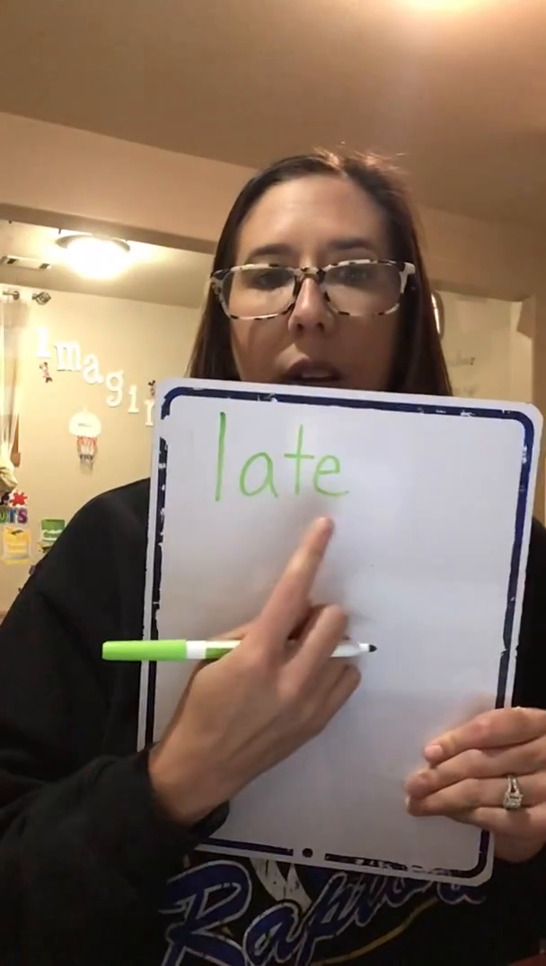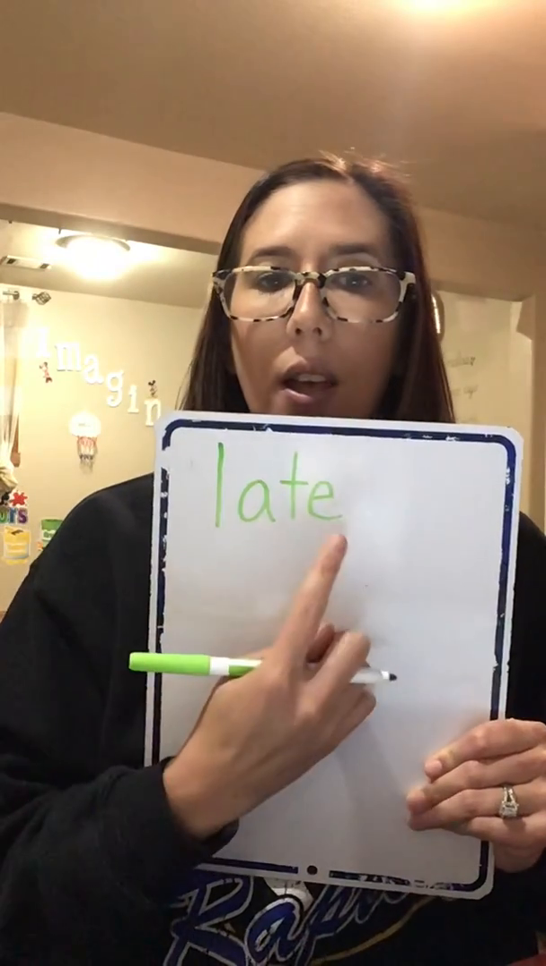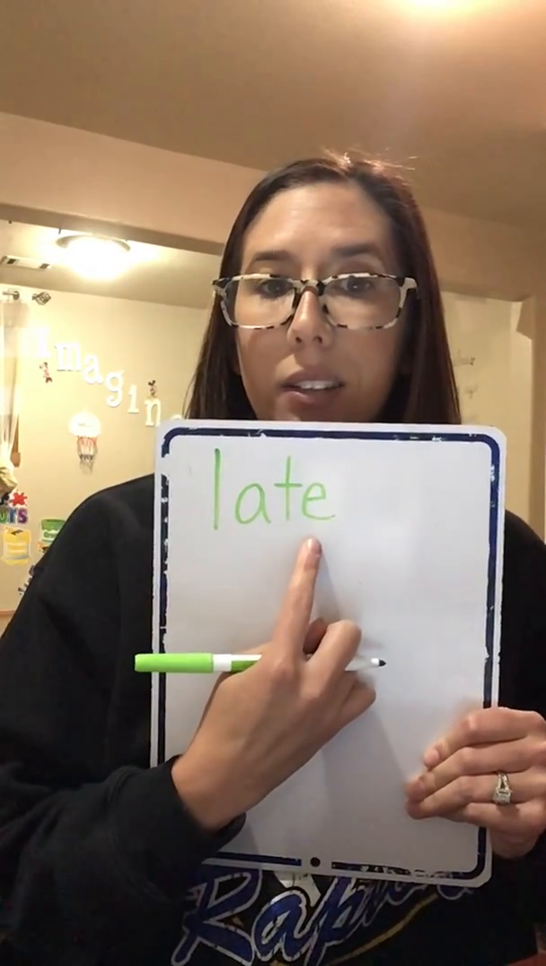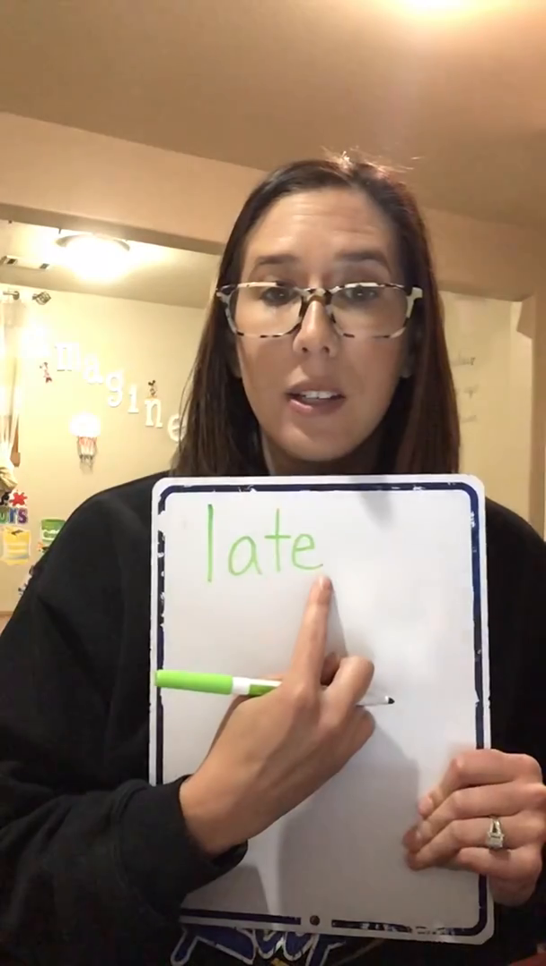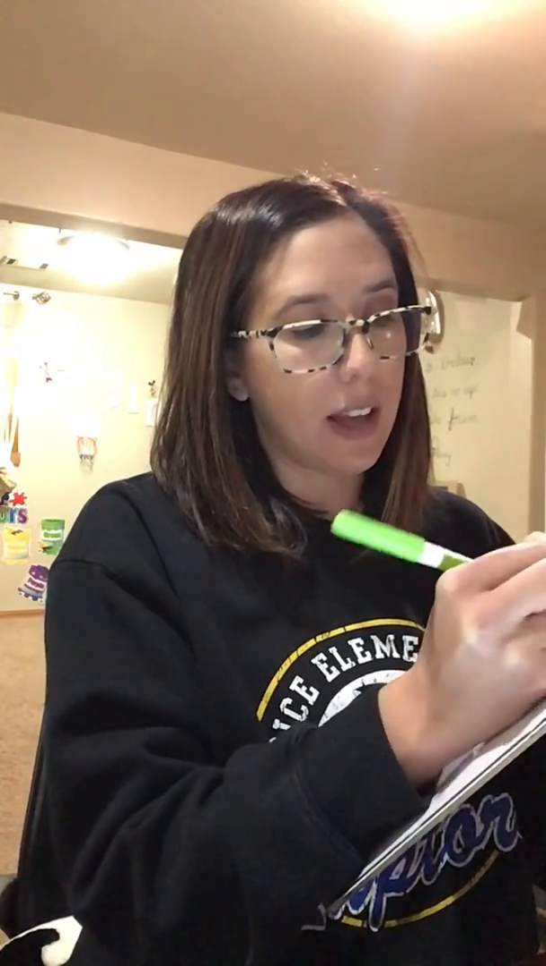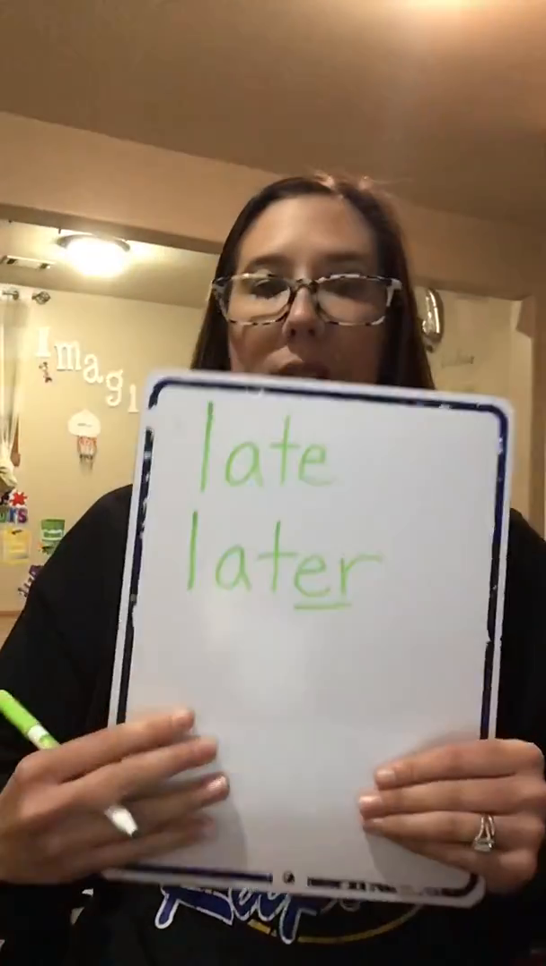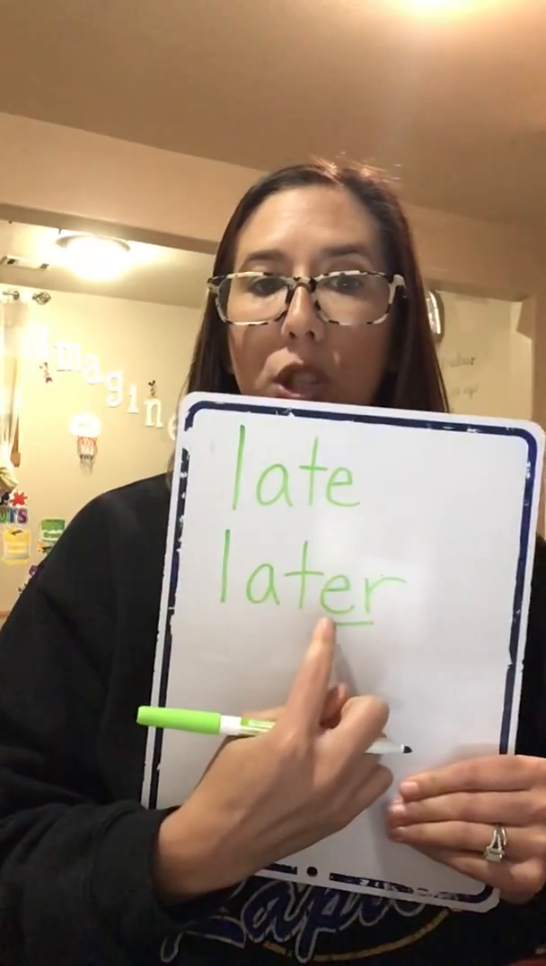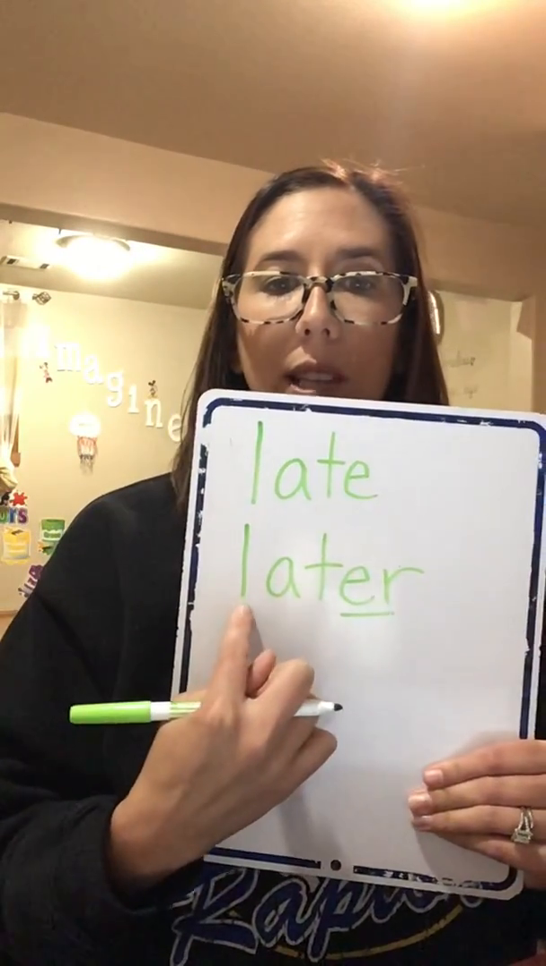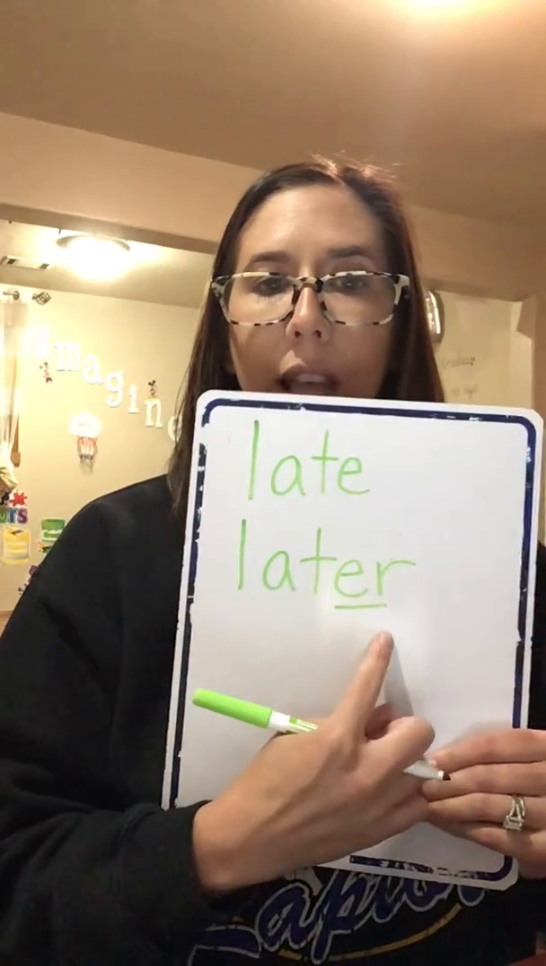So if my word is late, okay, there is a long vowel sound and that E is already there. But we need to take away that E and make it our ending sound ER. So instead of late with two E's, it's just later, later.